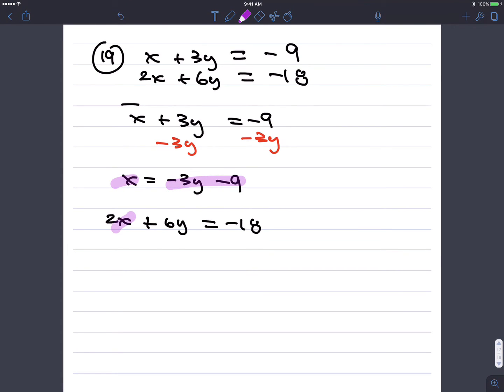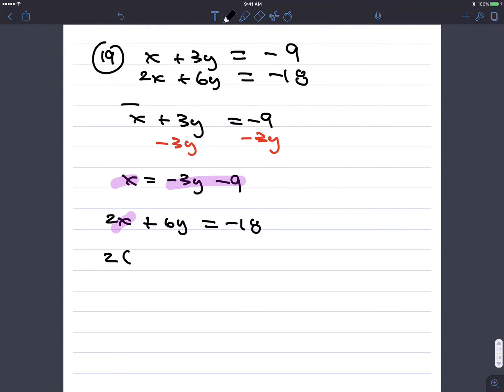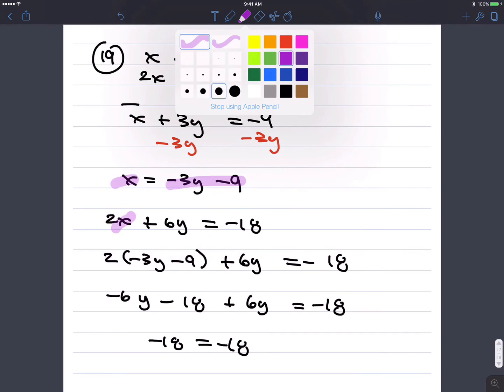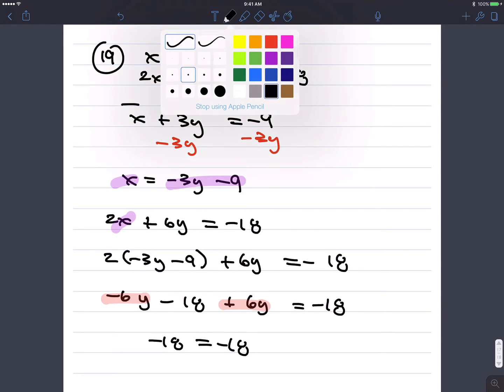x is negative 3y minus 9. I'm going to plug the first equation into the second equation by the x variable. I get 2 times negative 3y minus 9 plus 6y is negative 18. Negative 6y minus 18 plus 6y is negative 18. Now my y goes away, and I get negative 18 equals negative 18. Notice this. Negative 6y plus 6y, the y variable is canceled. This is actually a true statement.